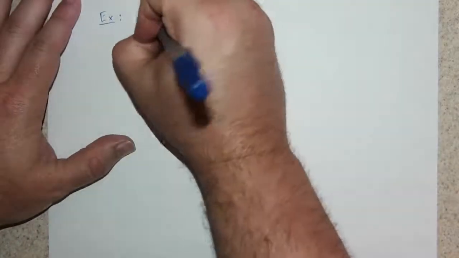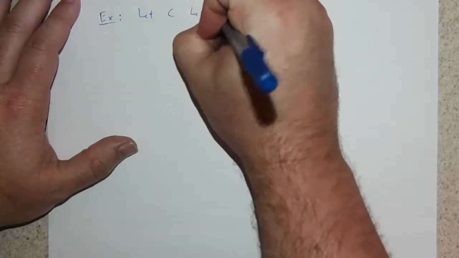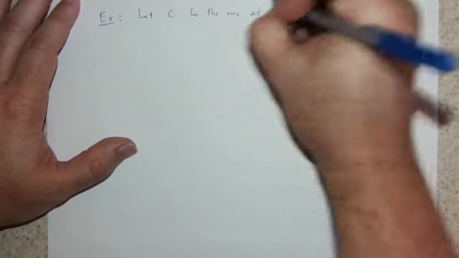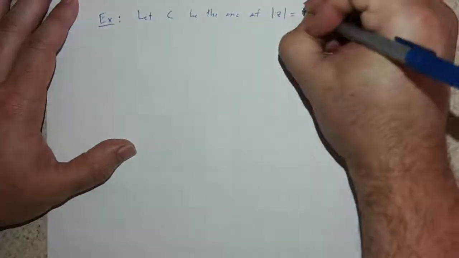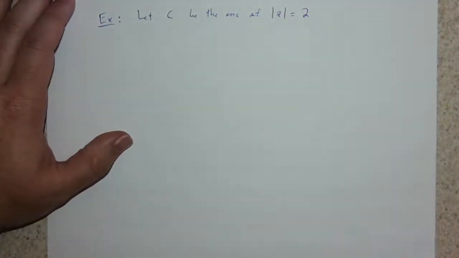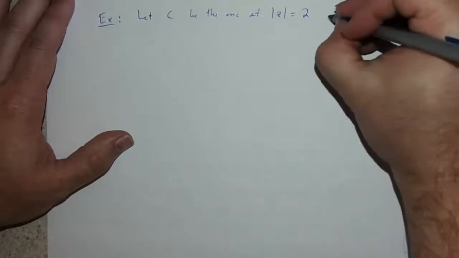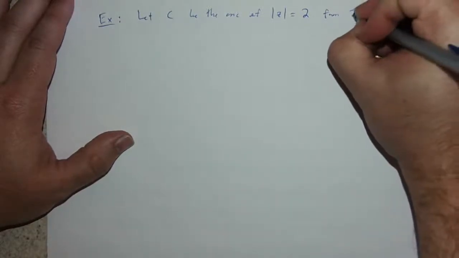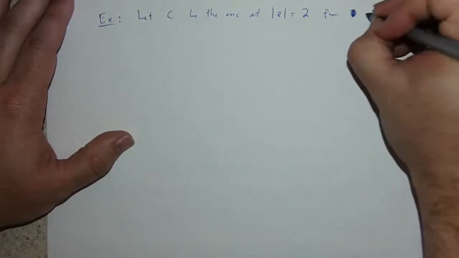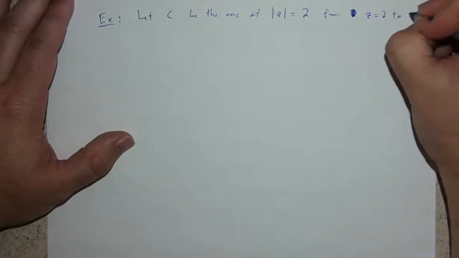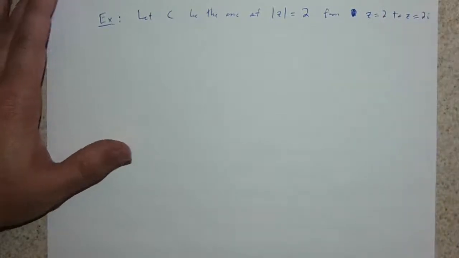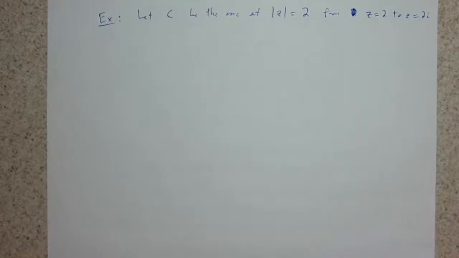And so I have the following example. Let C be the arc of the circle modulus of z equals 2 from 2 to 2i. I'll write this as z equals 2 to z equals 2i. Okay, that lies in the first quadrant.